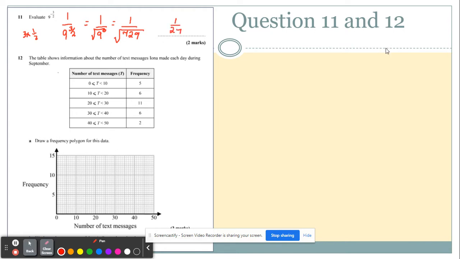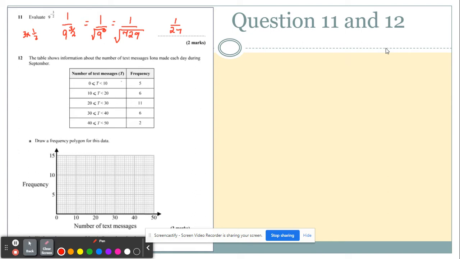Now, question 12. The table shows information about the number of text messages Luna made each day during September. This is the class interval within which she made different numbers of messages. We have to draw a frequency polygon for this. So remember, you have class intervals and you are doing frequency polygons. We plot frequency against the midpoint of the class interval. First step is to find out the midpoint of all these class intervals.